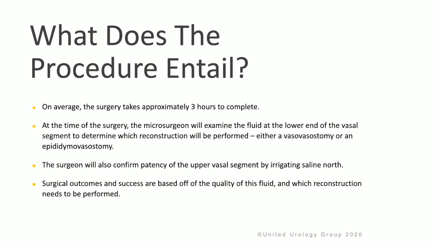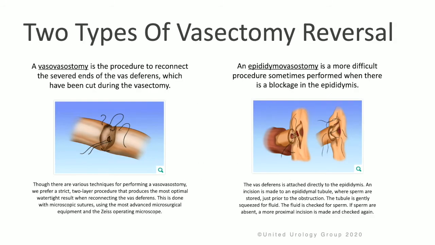The surgeon will also confirm patency of the upper vasal segment by irrigating saline north. Surgical outcome and success are based off the quality of this fluid and which reconstruction needs to be done. There are two different types of vasectomy reversal procedures that can be performed that will be determined at the time of surgery. A vasovasostomy is the procedure to reconnect the cut ends of the vas deferens.